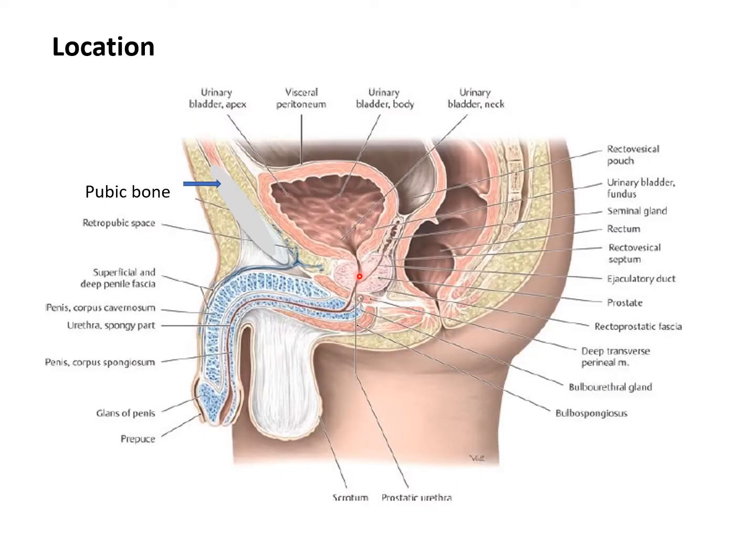When we talk about the position of the urinary bladder, there are certain things which we need to understand. The urinary bladder is separated from the pubic bones by this space which is called the retropubic space. The retropubic space separates the urinary bladder from the pubic bone, and the urinary bladder lies posterior to the pubic bones and the pubic symphysis.